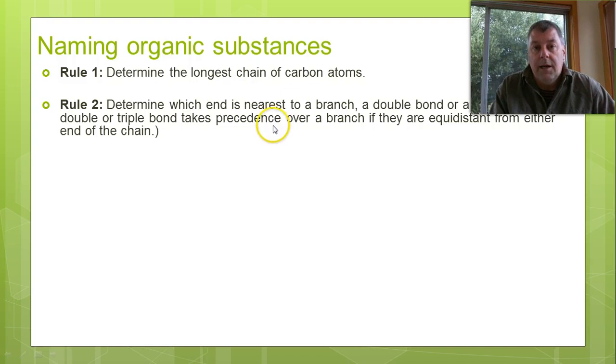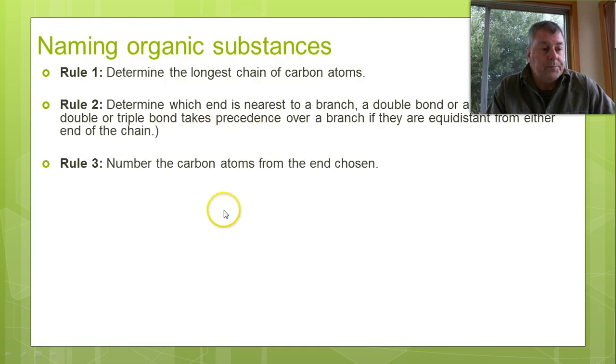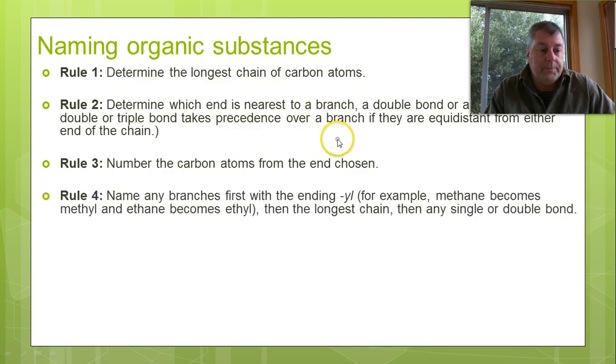So that means it's superior to any branch if they are equidistant, so if they're the same distance from either end of the chain. So if you have a double bond that's on the second carbon, but you also have a branch that's on the second carbon, the double bond takes precedence. Rule 3, number the carbon atoms from the end chosen. So if you've got a double or triple bond, that determines the end, otherwise nearest to a branch.